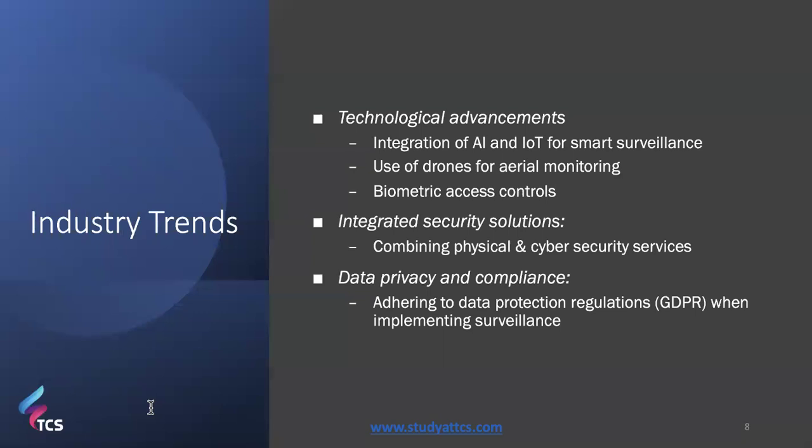And on top of that, IoT helps companies connect all different security devices with devices used by employees working within a certain company, thereby creating a good and secure link between these different peripherals and devices to ensure that security is upheld at all times. And these companies are into using drones for aerial monitoring as well, which has made security services efficient.